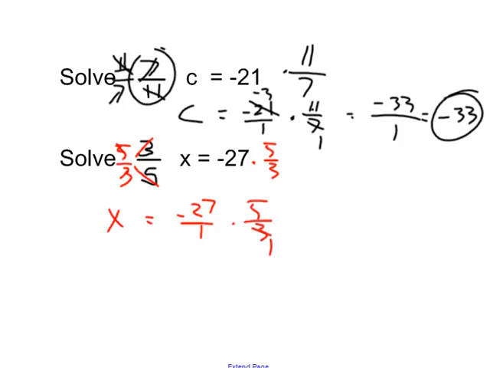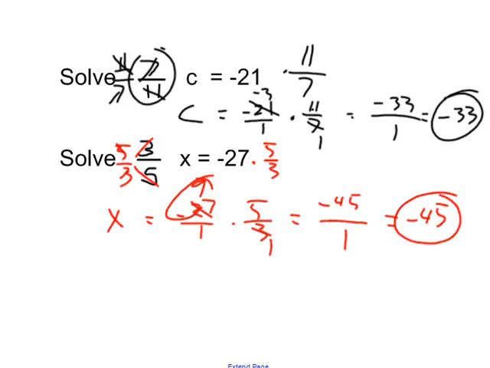3 will go in there 1 time. 3 will go in there 9 times, actually negative 9 times. That leaves my denominator to be 1. So I've got negative 9 times 5 is a negative 45 over 1, which is just a negative 45. So that's my answer for this problem.